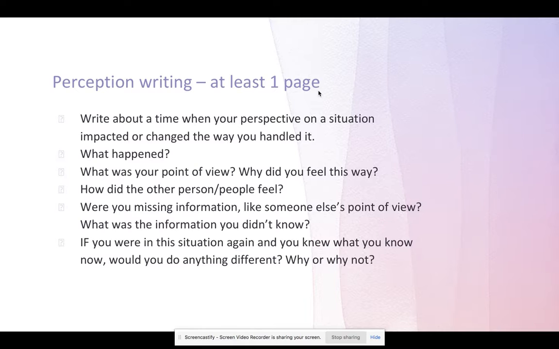So you might have something similar. It could be any type of situation, like losing somebody, it could be a major change, like moving or parents getting married or divorced. It could be something with a sibling, something with a friend. It really can be any type of situation where your perspective was different from the other person. So if you need some help, you can let us know and we can help you brainstorm stuff.